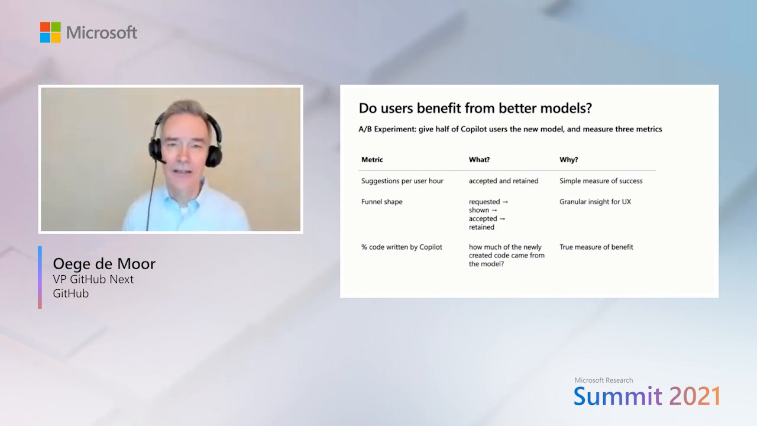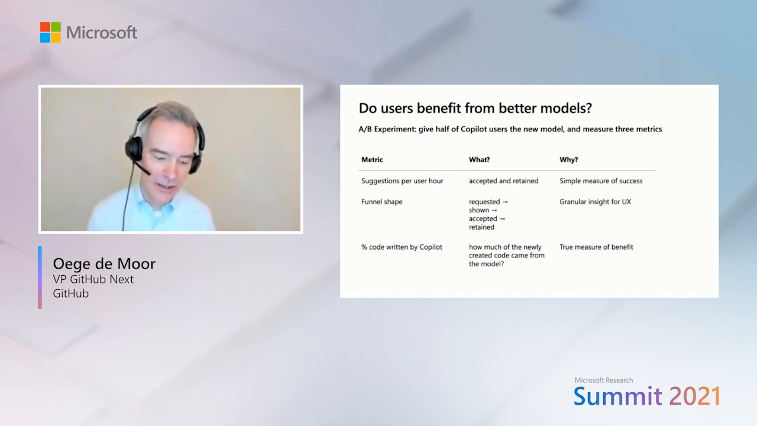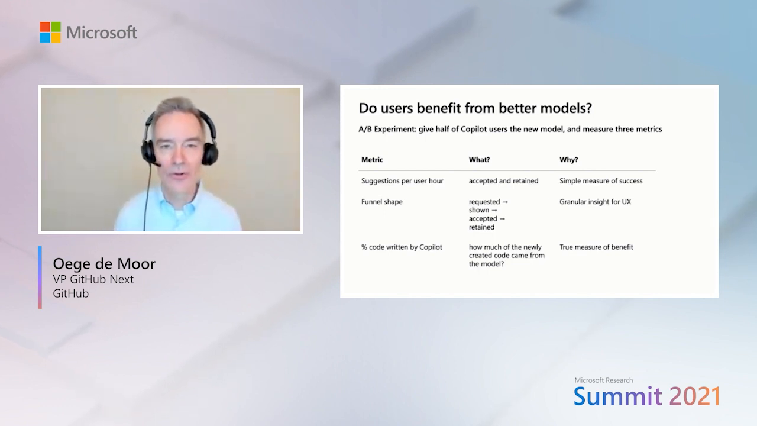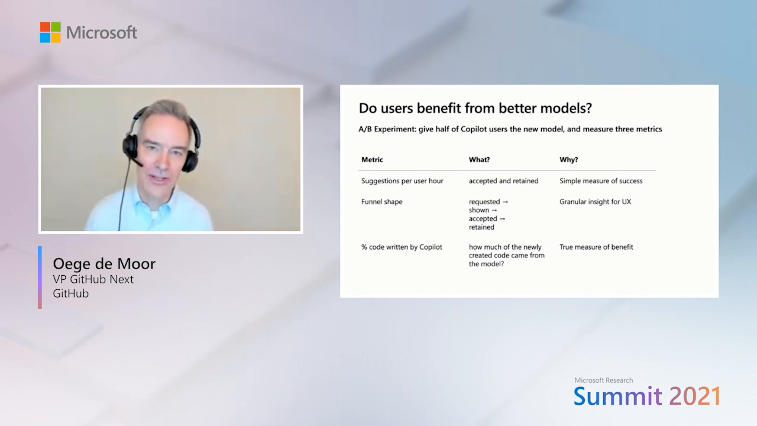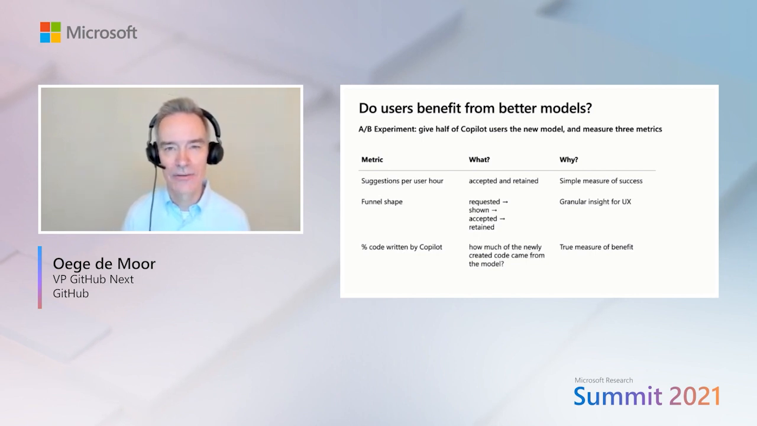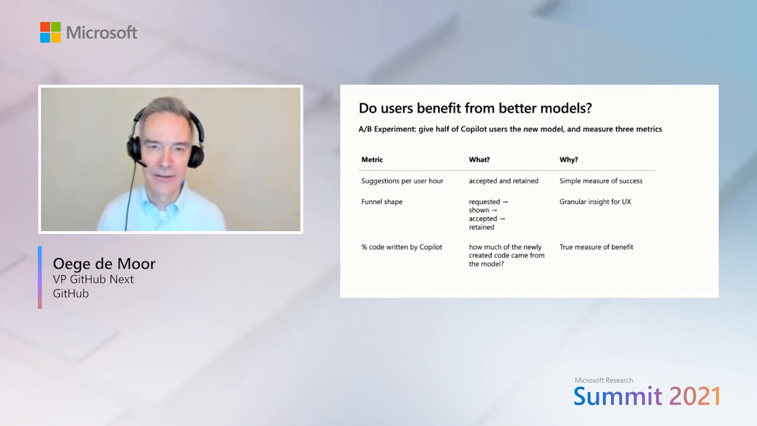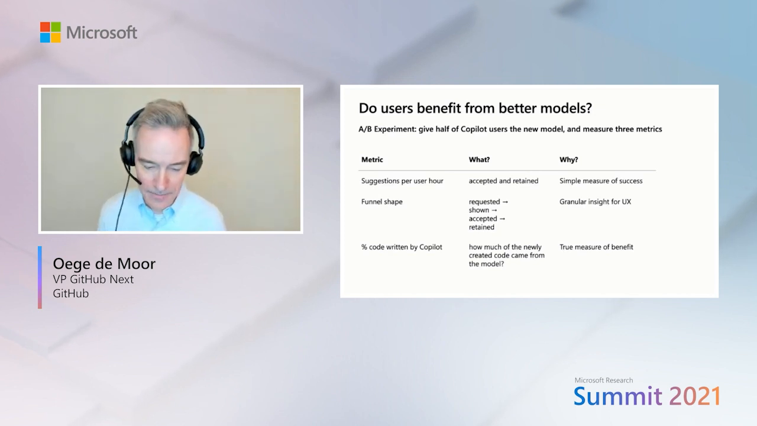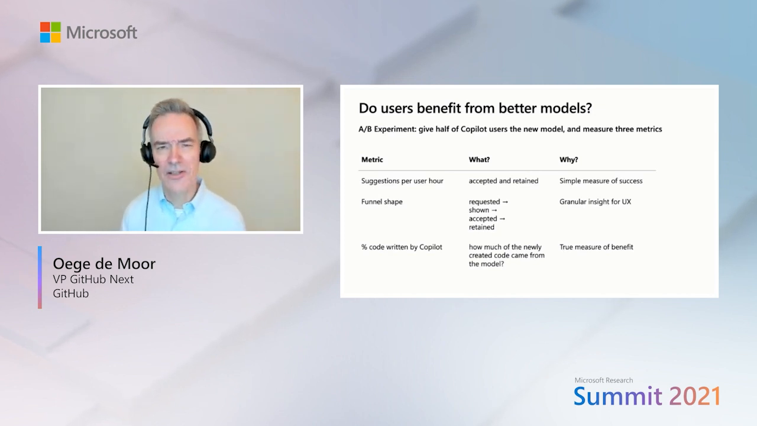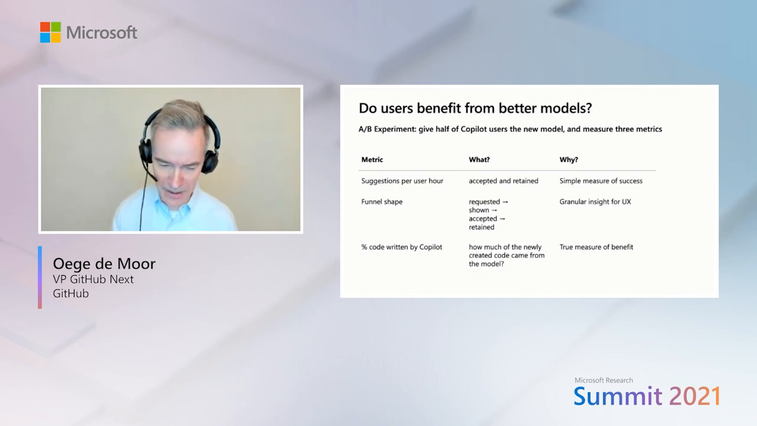And then finally, the third metric that we looked at is the percentage of code that is actually written by Copilot. So you look at the total amount of code that was added in a new session, and we ask ourselves the question, for a typical Copilot user, how much of that was written by the model? This, we believe, is a pretty good true measure of the benefit.